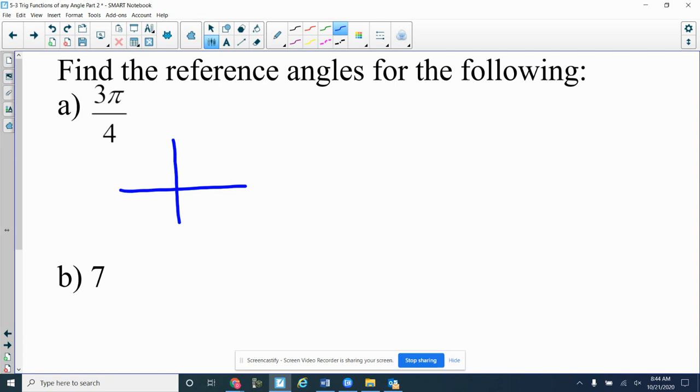Why? You know 3 over 4 is equal to 0.75. Now, hear me out on this. Pi radians is how many degrees? 180. This is 3/4 of that. So it's 3/4 of this 180, which would mean it's right there.